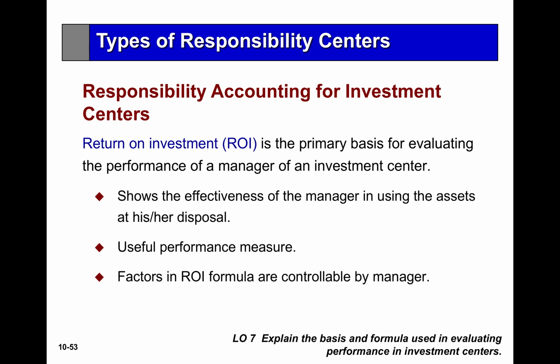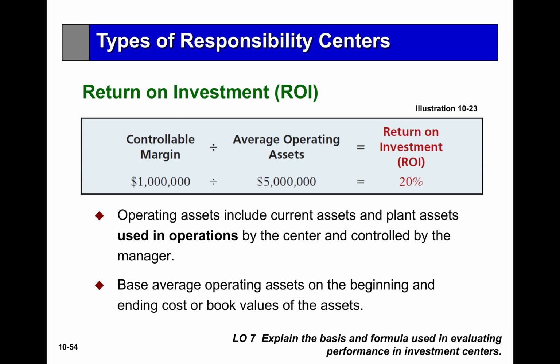Responsibility accounting for investment center: again here we will use a different sort of tool, and the idea is the same, that you should only include those costs which are controllable. So put the controllable margin as a numerator, divide by the average operating costs, and what you get is the return on investment. This is what we use to evaluate managers that have control over not only expenses and revenues but also the investment dollars. Okay, so we'll see how this works in the example after this. Thank you.